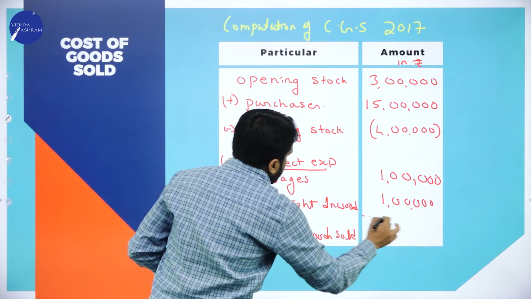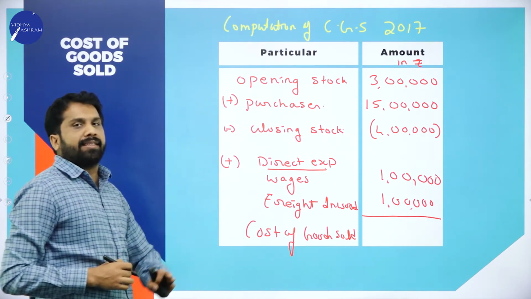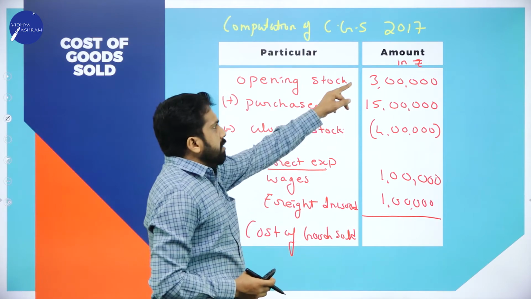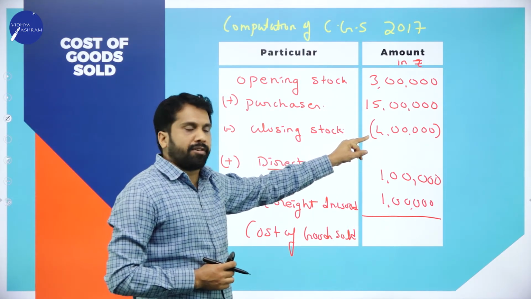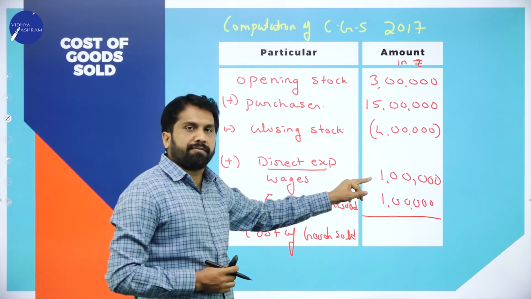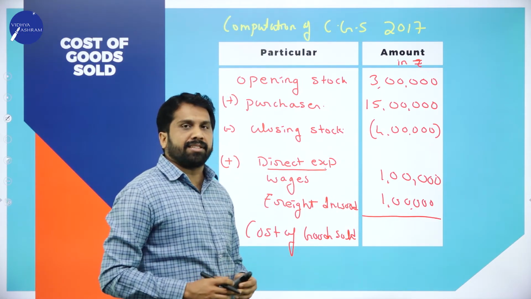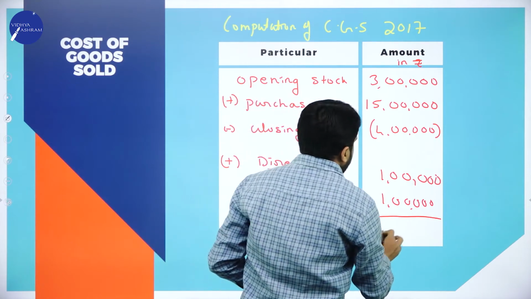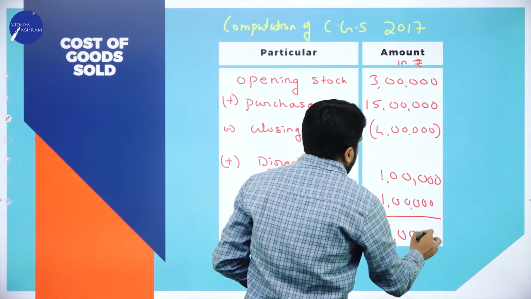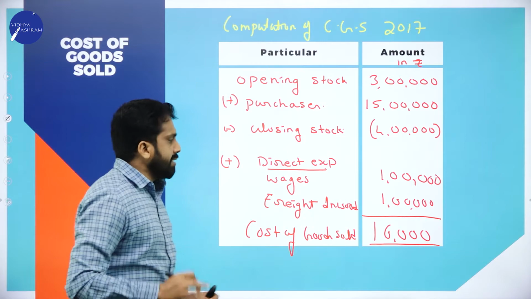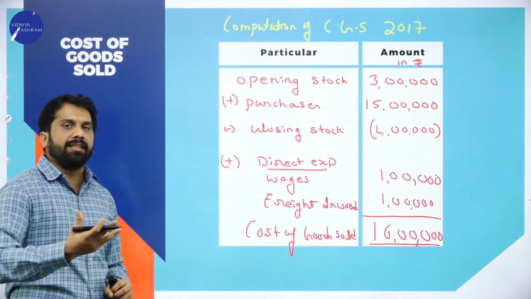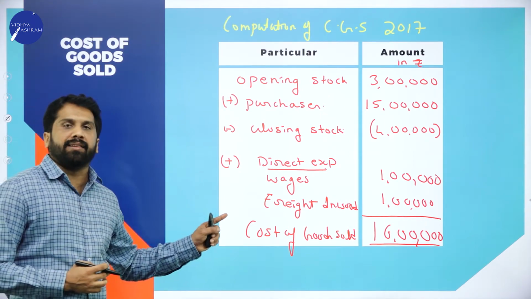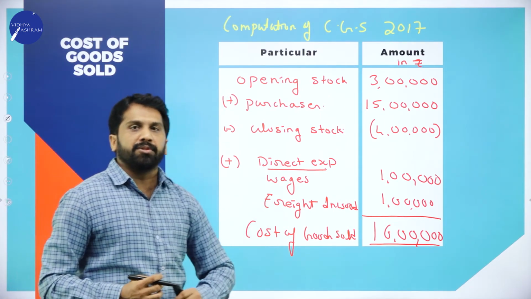Cost of goods sold. How to calculate this? Easy. 3 plus 15, 18 lakh, minus 4 lakh, 14 lakh, plus 1, 15, plus 1, 16. What is your cost of goods sold? Yes, your cost of goods sold is 16 lakh. Like this, you have to calculate your cost of goods sold.